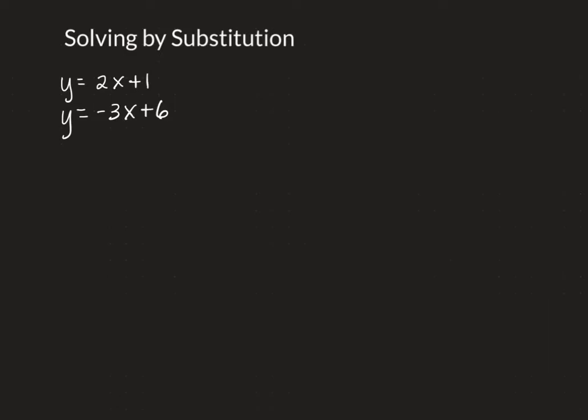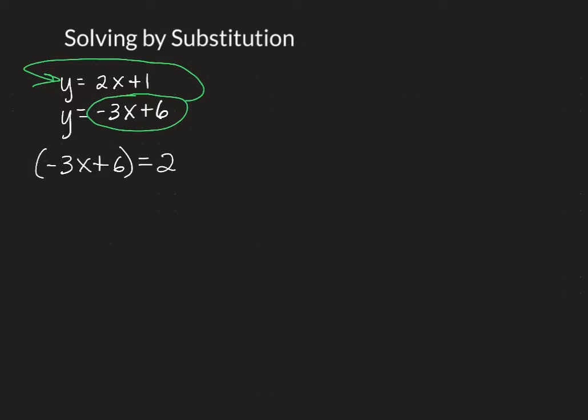I'm going to substitute this representation of y into the first equation that's listed. So I'm going to put negative 3x plus 6 equal to 2x plus 1. Once again, there's nothing outside the parentheses there to distribute, so I'm just going to rewrite it. Negative 3x plus 6 equals 2x plus 1, and start solving for x.